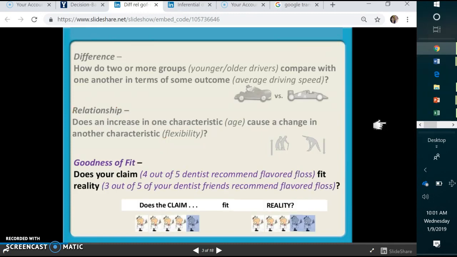That's a relationship question. And then finally, a goodness of fit question is when you have a claim, like 4 out of 5 dentists recommend flavored floss, does it fit reality? I go find 5 dentist friends and only 3 of the 5 recommend it. Does that reality support the claim? With goodness of fit, we're trying to see, is the reality a good fit for the claim? Sometimes it's a bad fit.